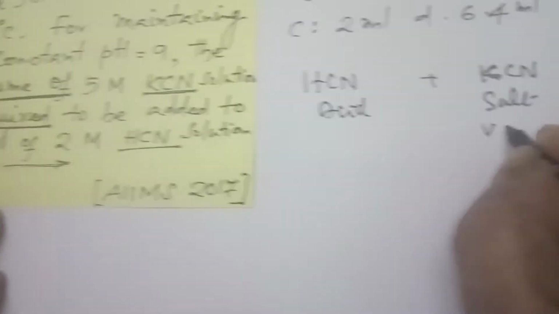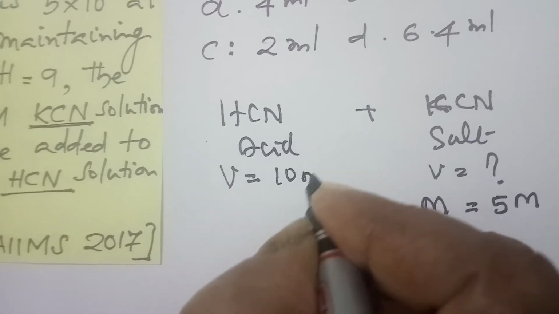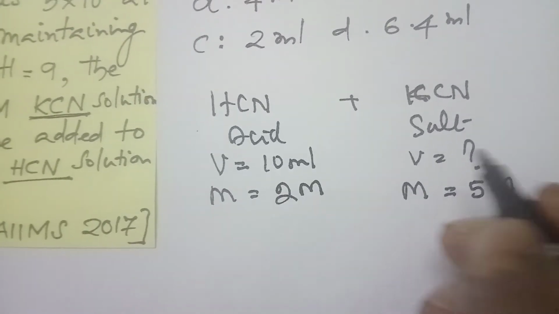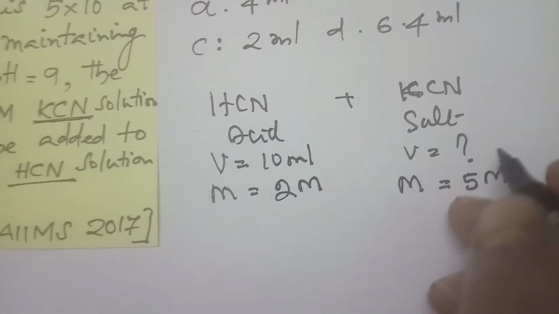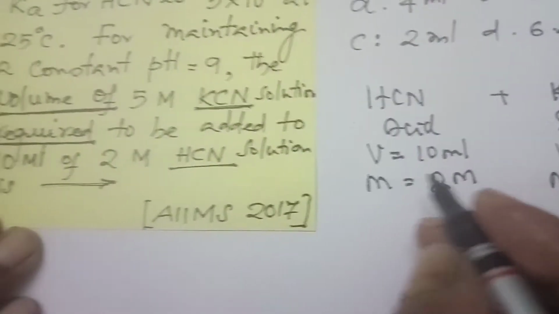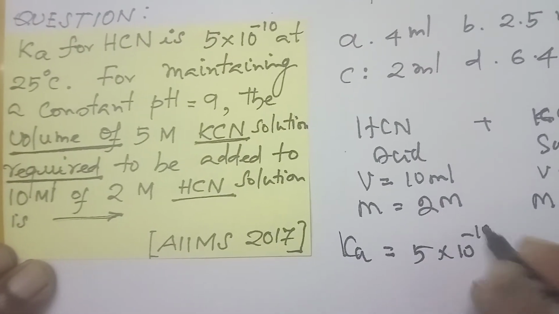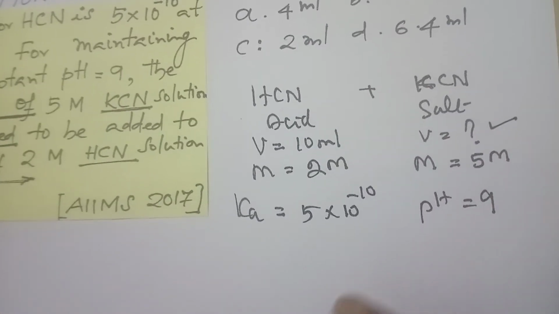Here they are asking the volume, and 5M is the concentration of the salt solution to be added to 10 ml of acid. The volume of acid is 10 ml and the concentration of the acid is 2M. Apart from that, the pH is given. Ka is also given, 5 into 10 power minus 10, and the pH of the solution is 9. We have to calculate the volume. So now this is the sum.